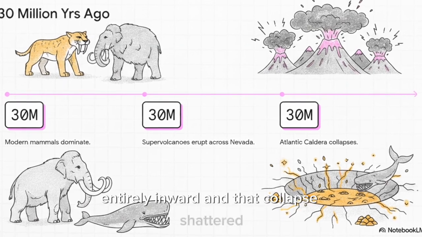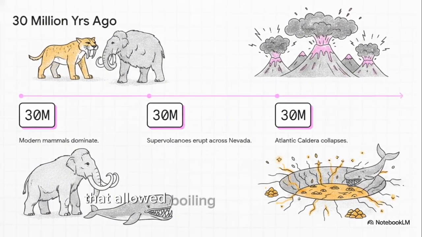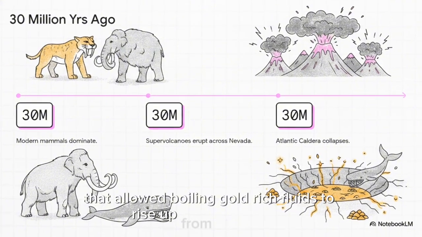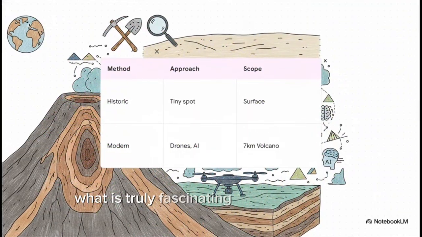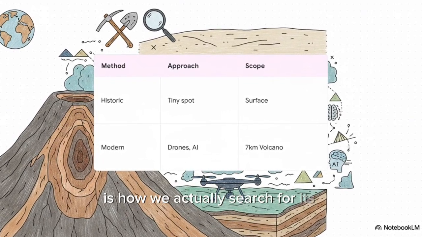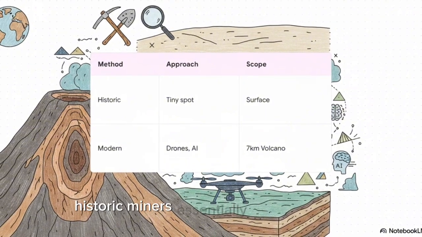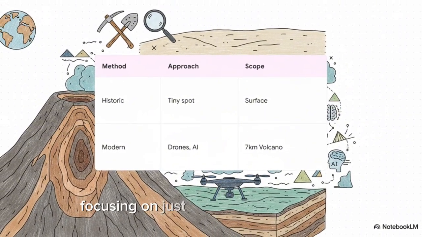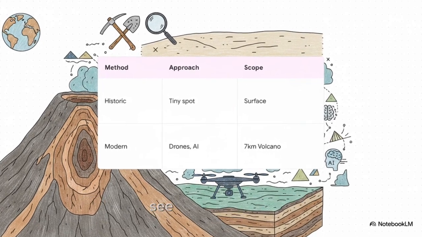And that collapse shattered the ground, creating this perfect network of vertical pathways that allowed boiling, gold-rich fluids to rise up from the magma and settle right near the surface. What is truly fascinating about an ancient geological event like that is how we actually search for its remnants today. Looking at these exploration techniques, historic miners essentially spent decades focusing on just one tiny spot on a map. They were totally limited by what they could physically see on the surface.